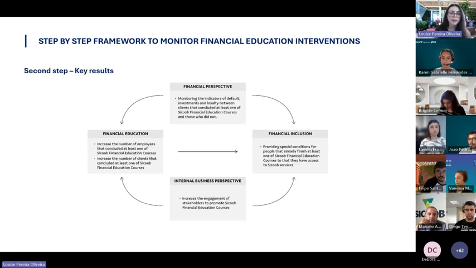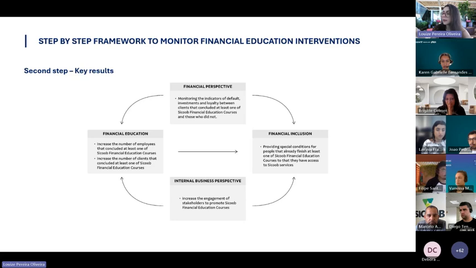And here we can add the goals. I will read the goals we set in Sicoob, but we can add other goals that make sense for your cooperative, for your business. For example, in Sicoob, for the financial perspective, we chose goals to monitor the indicators of default, investments, and loyalty between clients that concluded at least one of Sicoob's financial education courses and those who did not. Because with this, we can compare the financial behavior of these clients. And I will present some results about this for you right now.